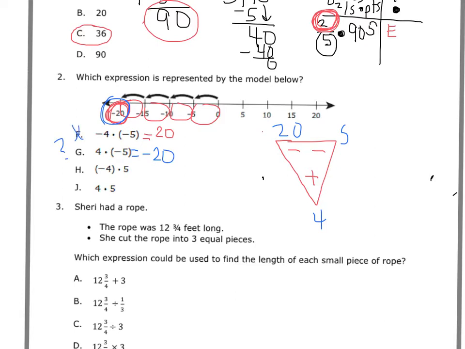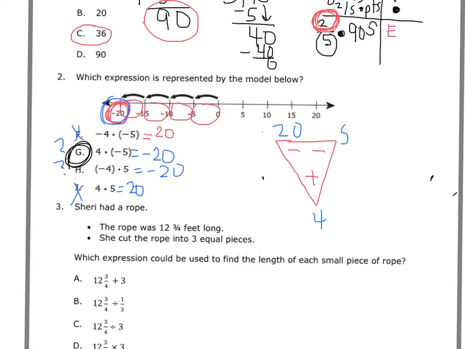And H is -4 times 5. That also is -20, so it could be H. And then 4 times 5 is +20. That's not the model at all. So we need to decide if it's G or H. There's 4 groups of -5, so our answer here would be G.